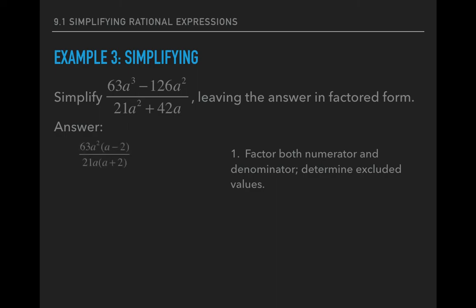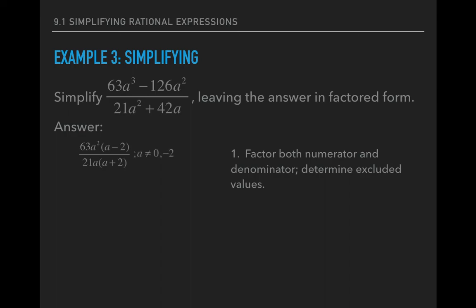So on top, the number that they have in common is 63, and you could factor out an a squared because that is the most of the a's that they have in common. That would leave in parentheses a minus 2. In the denominator, you could factor out a 21. That's the largest number they have in common. And the most a's that they have in common is just 1, which will mean in parentheses a plus 2.